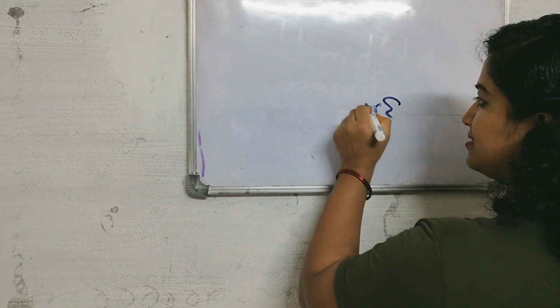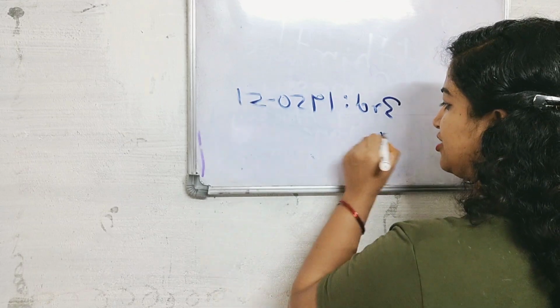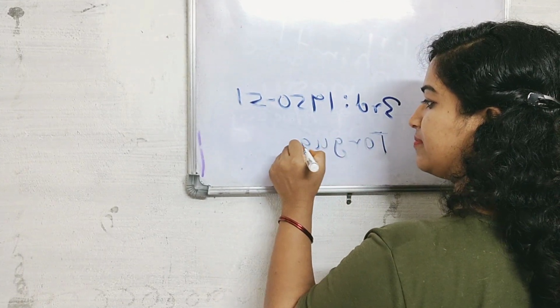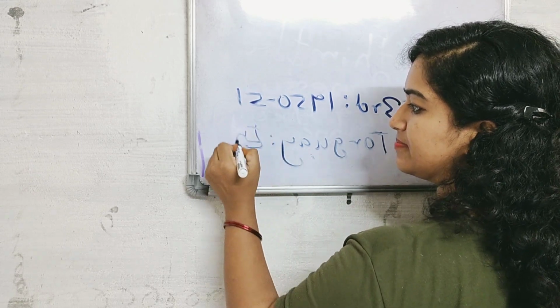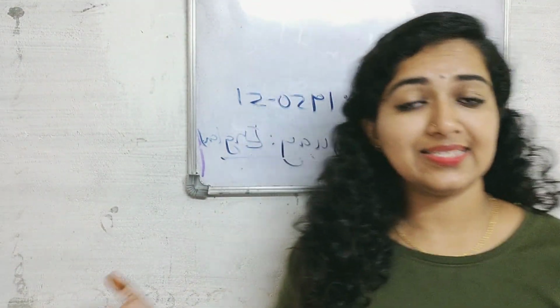The third GATT conference was held in 1950-51 at Torquay, England. In this round, 6 more countries joined the agreement.